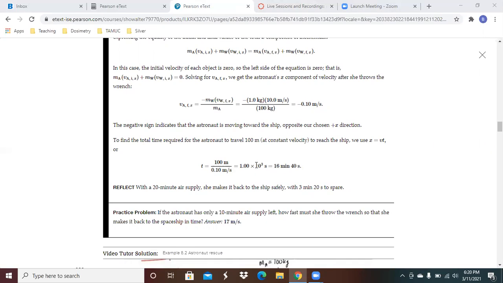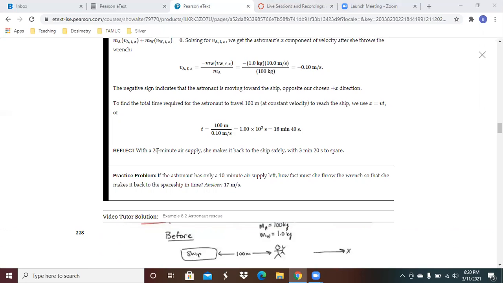Solving for t, we come up with 16 minutes and 40 seconds. So with a 20-minute air supply, wasn't a bad band back in the day, Air Supply, she makes it back to the ship safely with 3 minutes and 20 seconds to spare.